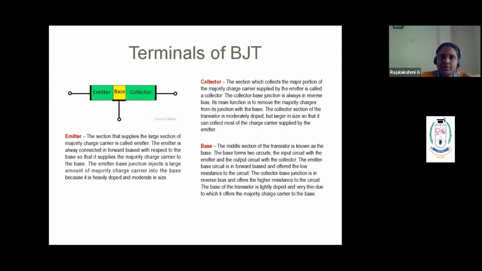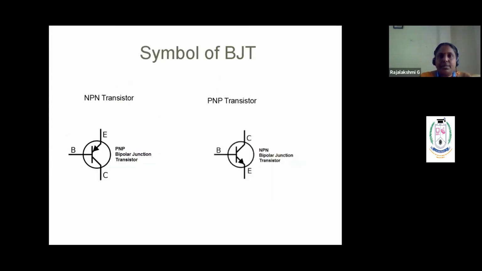But when we study, the sizes of all three are shown as the same. If you concentrate on doping, the doping concentration is highest in the emitter, very low in the base, and moderate in the collector. When we see the size, the emitter is comparatively smaller than the collector. The collector is larger because it has to collect, or receive, all the electrons. Next is the symbol of the bipolar junction transistor.